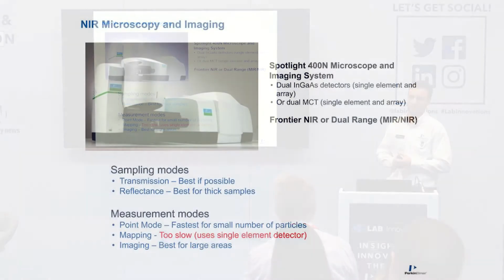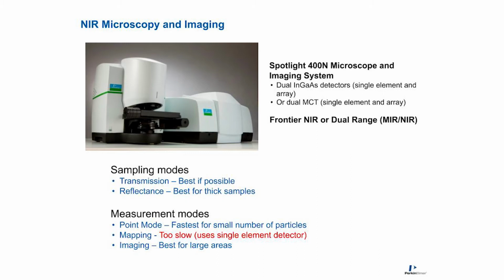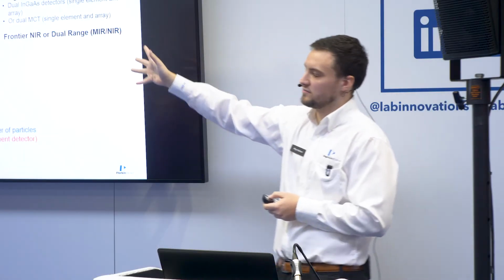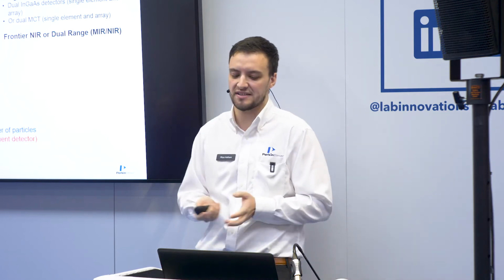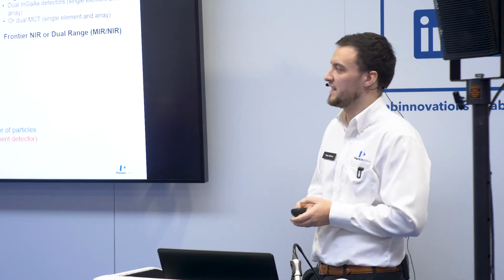So the instrument that we used for this is PerkinElmer's Spotlight 400 system. We did the work on the Spotlight 400N. It basically just means near-infrared rather than mid. Our microscope system is an integrated system, so you can see that we have the microscope attached to the bench spectrometer. But the basic message is that you can use near or mid-infrared imaging for this analysis, but there are advantages for using near-infrared.